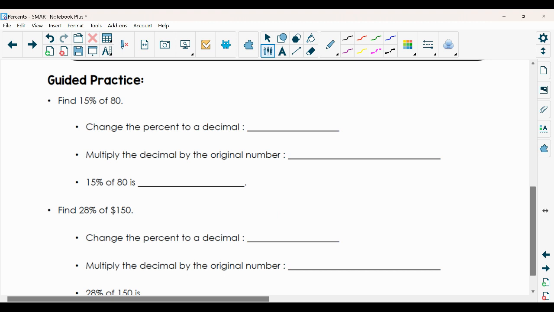So we have a question right here. It says find 15% of $80. Let's say we go out to a nice restaurant, okay? It's your birthday and your parents take you out to where y'all want to eat.